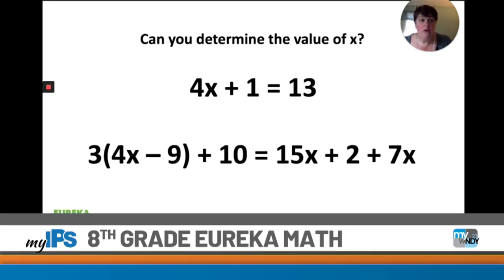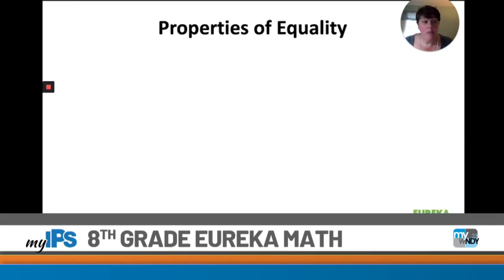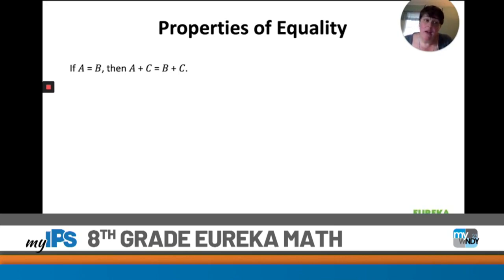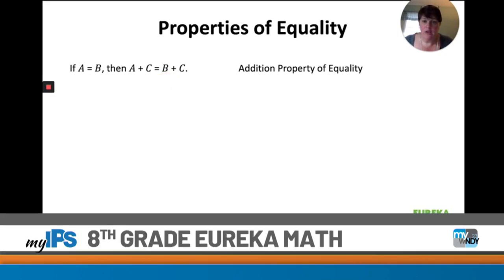We're going to need to think about some properties to help us do that. They're called the properties of equality. You may have already heard of these properties of equality. You used them in 6th grade. You used them again in 7th grade. But let's take a refresher course in them because sometimes we don't always remember them. If A equals B, then A plus C equals B plus C. What did we do? We added a C to both sides. That's the addition property of equality. If I add the same thing to both sides, it's not going to change the fact that they're equal.